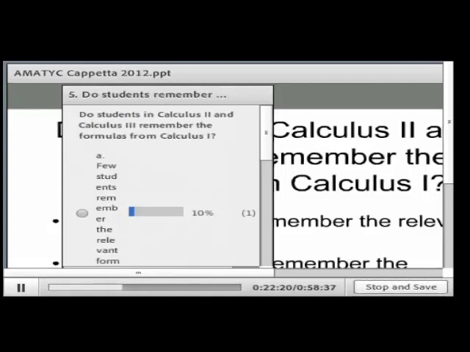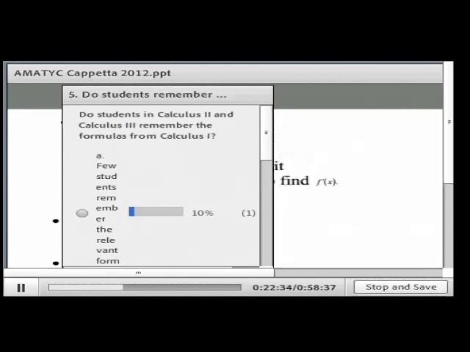What's important, we can have that conversation, and we should have that conversation about what's important. But my point is, I don't think students remember as many things as we expect them to. Maybe that's a fair way to put that.